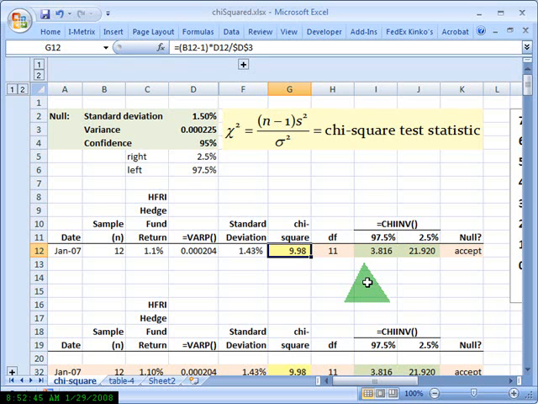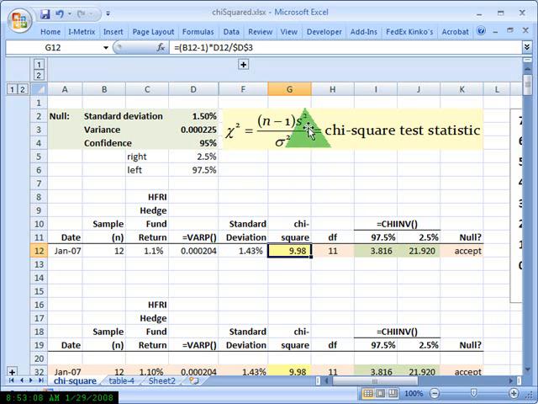Here's my chi-square test statistic, so in yellow. So all I'm doing here is implementing the chi-square test statistic. Here's the key test statistic. Chi-squared is equal to, in the numerator we have n minus 1, that's also the degrees of freedom. In my case, 12 months of data, n is 12, so n minus 1 is 11. 11 is our degrees of freedom.